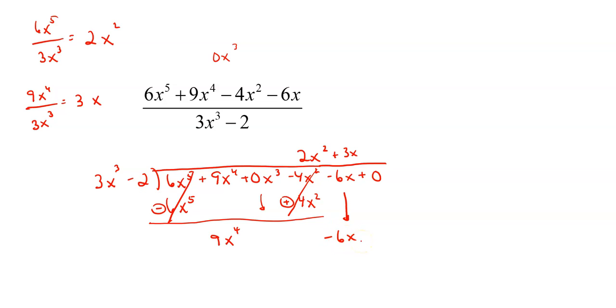Negative 6x over there. So now take 3x times 3x to the third. 3 times 3 is 9, so I get a 9x to the fourth. 3 times negative 2 is negative 6, so negative 6x. And a funny thing happens. That goes away. I change that sign. That goes away. There's no x to the thirds. There's no x squares. There's no constants. I'm done. There's my answer: 2x squared plus 3x. And you notice what happens is there's no remainder.